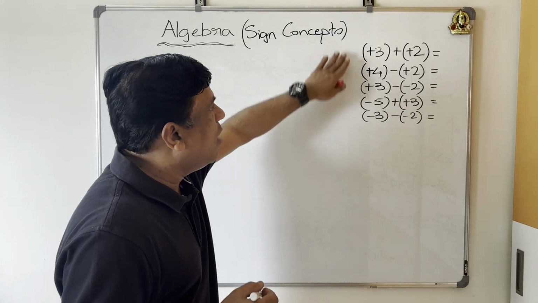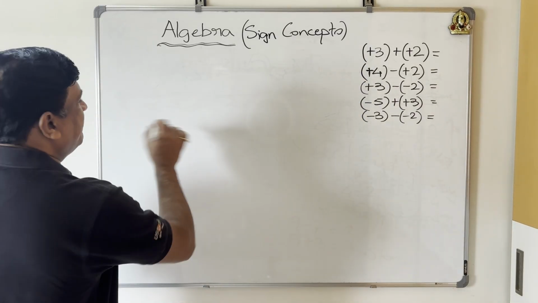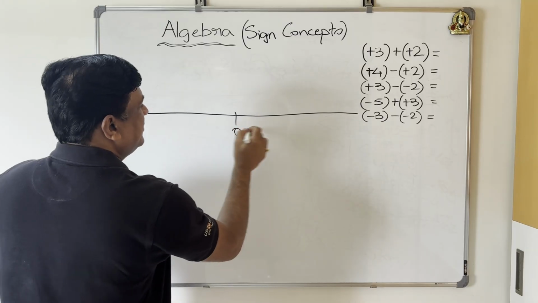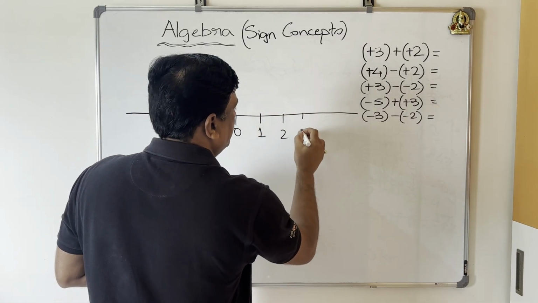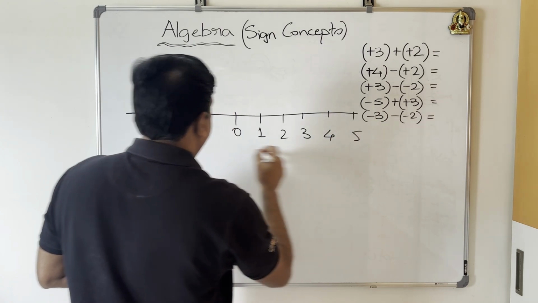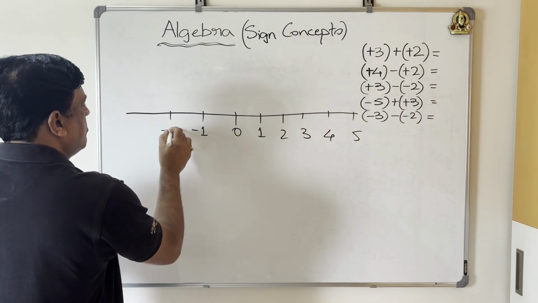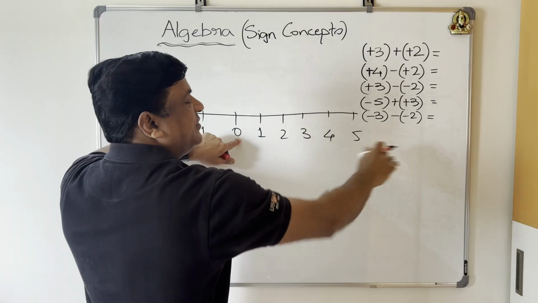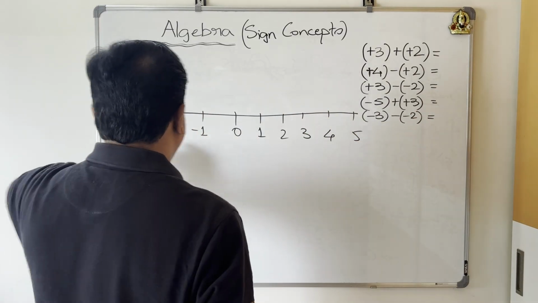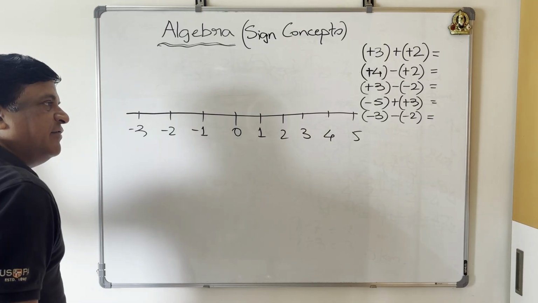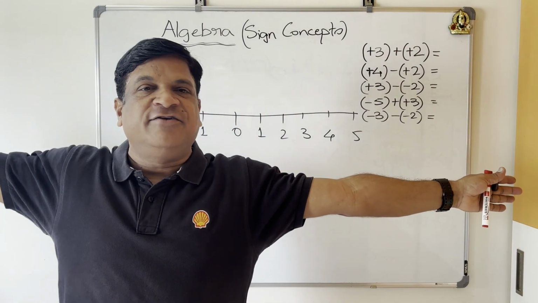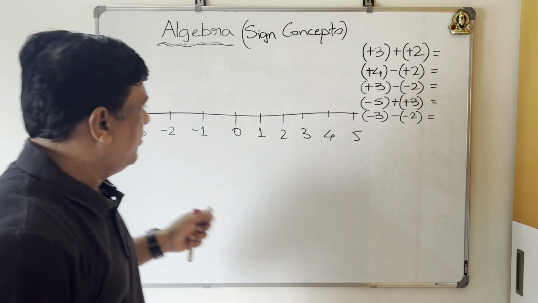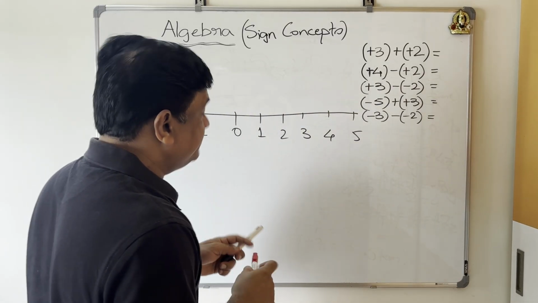So let's understand how to navigate this on a number line. Let me quickly brief you on a number line. If I draw the number line like this, 0, 1, 2, 3, 4, 5, and you have minus 1, minus 2 and minus 3. So this is your number line. On the right side you'll have all the positive numbers going up to infinity, and on the left side all the negative numbers going down to minus infinity, with 0 in the middle. Okay, now let's look at this one.